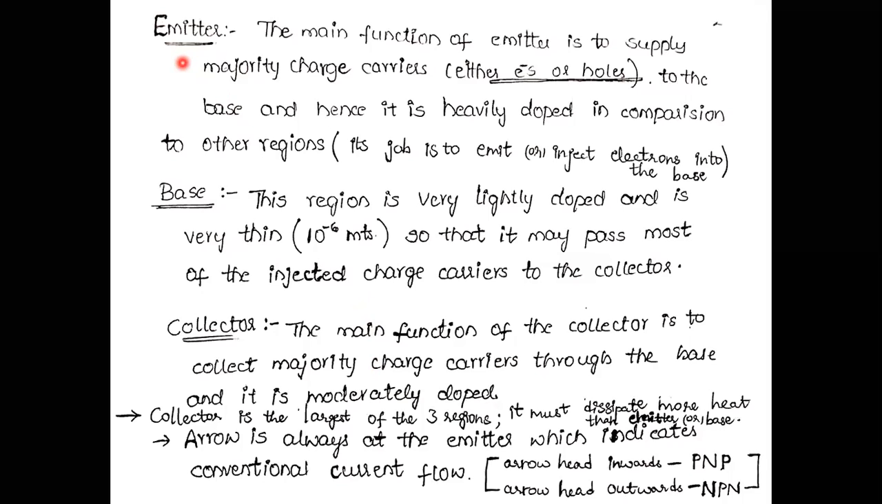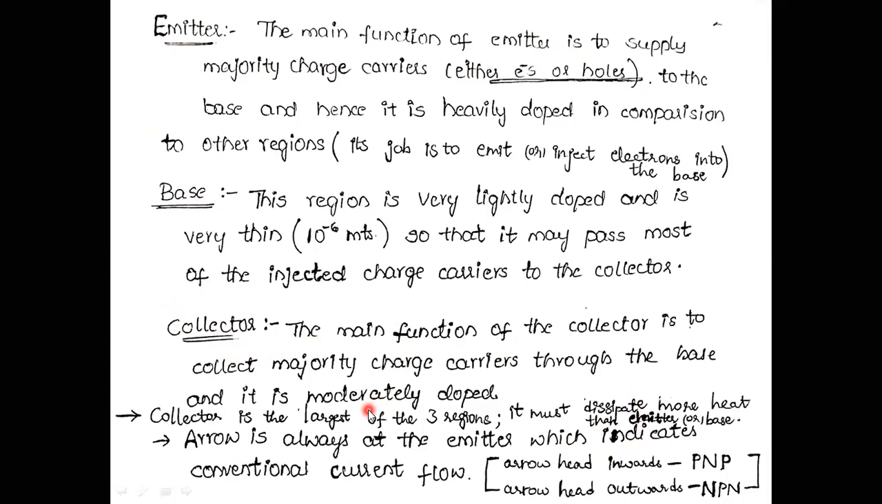The emitter region is heavily doped, but the width of this region is moderate. The base region is lightly doped, and the width of this region is very thin, whereas the collector region is moderately doped, but the width of this region is high. The width of this region is very high because the dissipation of heat is very high across this collector only.